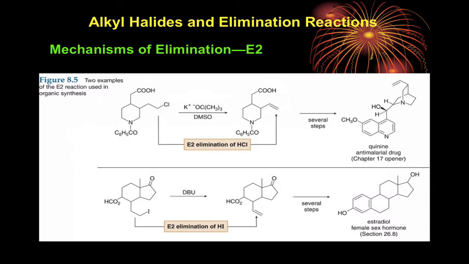What kind of solvent are we using? DMSO, which is polar aprotic. That's right. This is a polar aprotic solvent. All that's going to favor E2 elimination. You get the carbon-carbon double bond right where you want it.